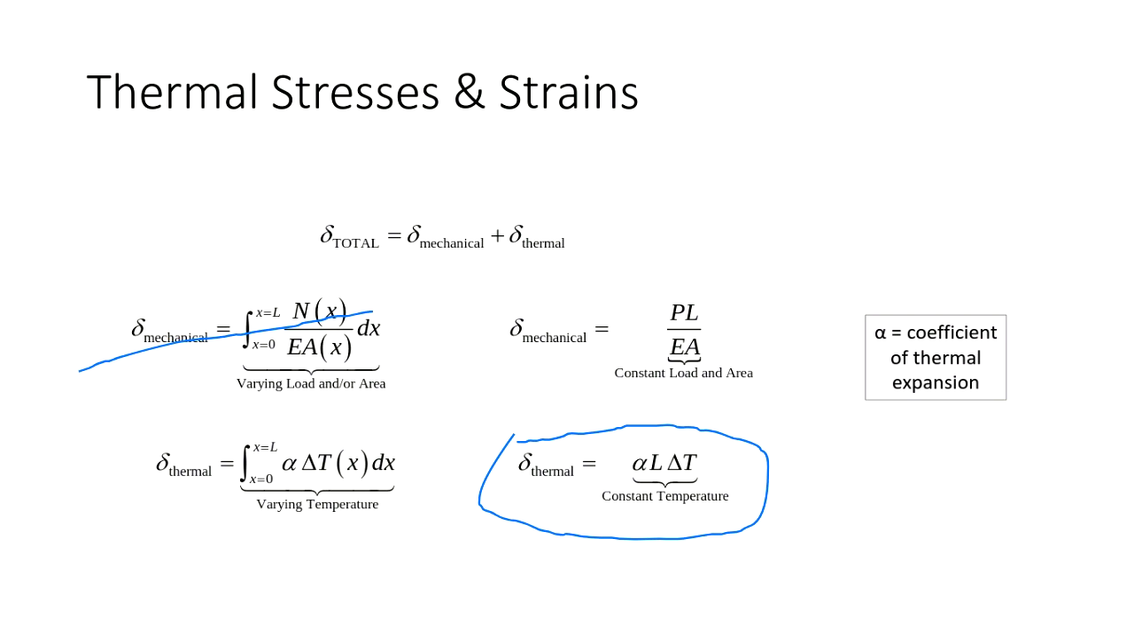How do I determine that axial elongation, that change in displacement? Well, I take the change in temperature, delta T, I multiply it by the length of the member, and then I multiply it by this term alpha. And alpha is a material constant. It's something that is unique to steel, or to brass, or to aluminum, or to concrete, or to plastic, or whatever. Alpha is what's called the coefficient of thermal expansion. So every material has its own unique alpha value.